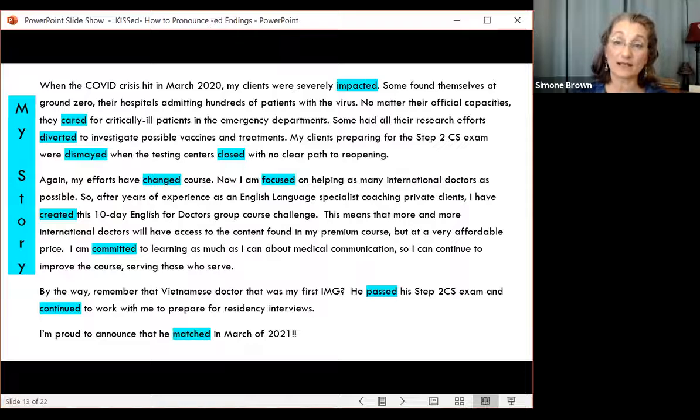When the COVID crisis hit in March 2020, my clients were severely impacted. Some found themselves at ground zero, their hospitals admitting hundreds of patients with the virus. No matter their official capacities, they cared for the critically ill patients in the emergency departments. Some had all their research efforts diverted to investigate possible vaccines and treatments. My clients preparing for the Step 2 CS exam were dismayed when the testing centers closed with no clear path for reopening. Again, my efforts changed course.